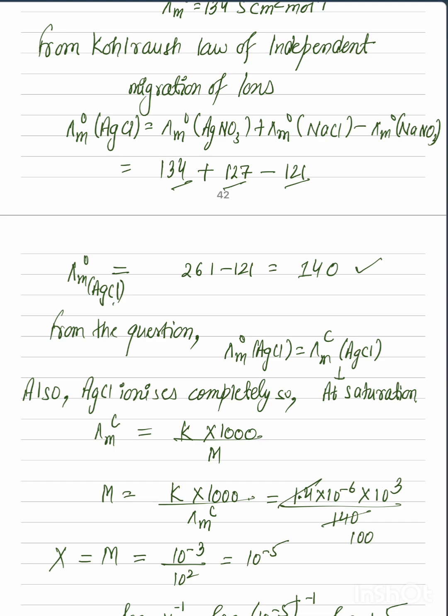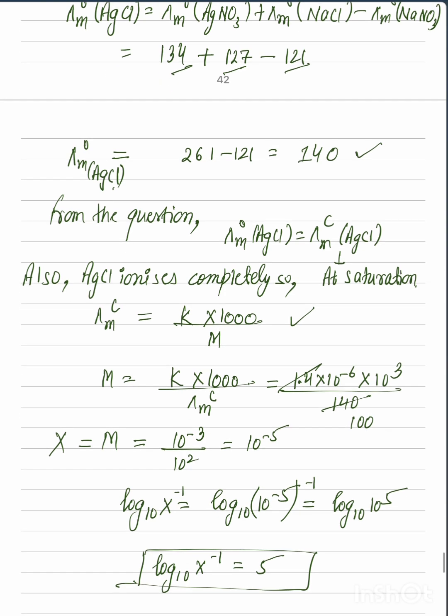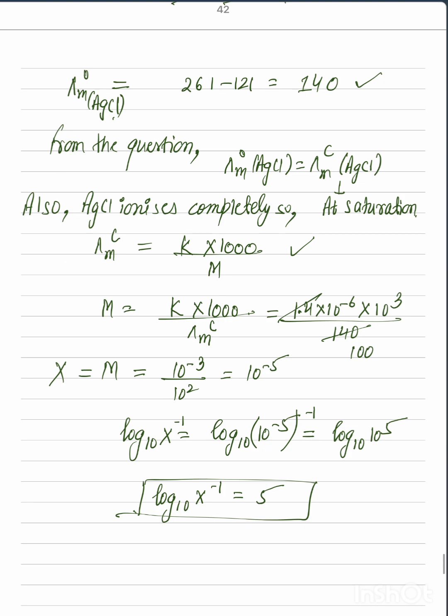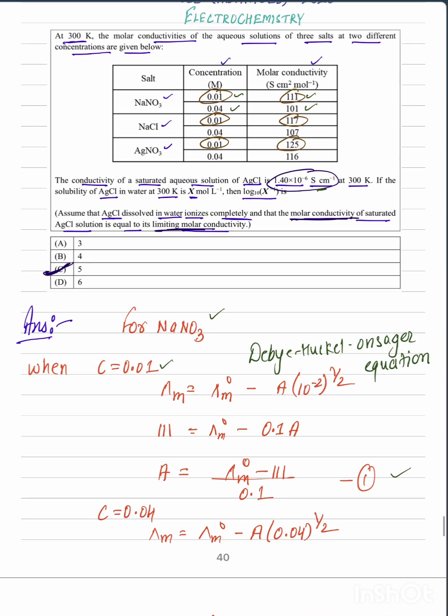And also AgCl ionizes completely, so we can apply this equation, and this equation tells us about the concentration of the solution, or we can also say the solubility of the AgCl. So when we calculate m from here, we get 10 raised to the power minus 5, which is also the value of x. And when we calculate log10 of x raised to the power minus 1, and put the value of x here, we get log10 of x raised to the power minus 1 as 5. So that's why the option number 3, or C, is the correct answer. 5 will be the correct answer. Okay, thank you so much for listening.